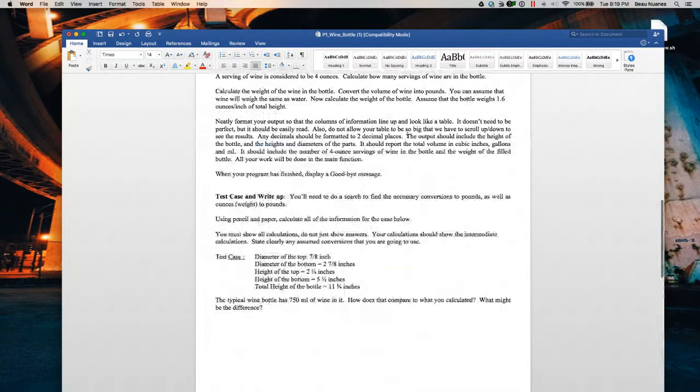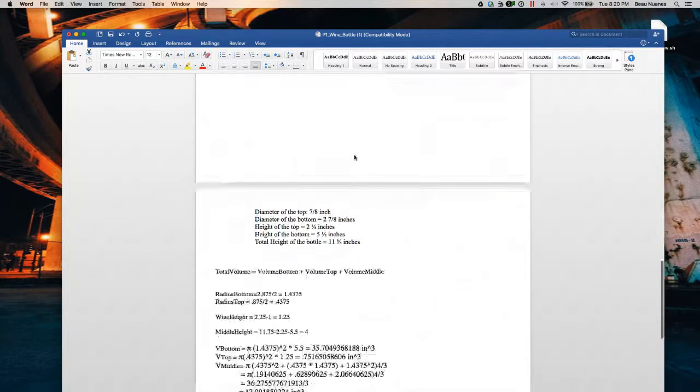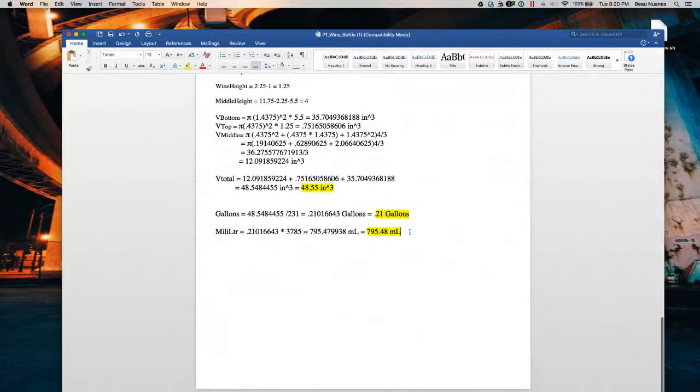So now we have all of this information: cubic inches, gallons, and milliliters. So now we also want to include the number of 4-ounce servings of wine in the bottle and the weight of the filled bottle. Everyone good so far? All right.